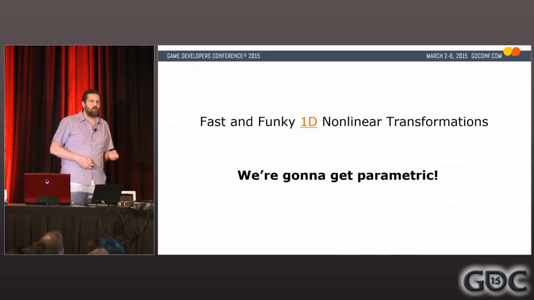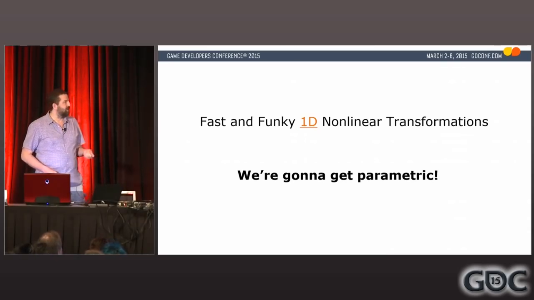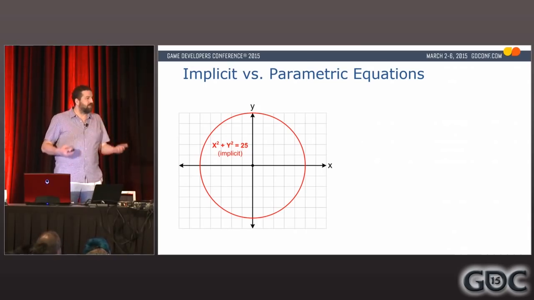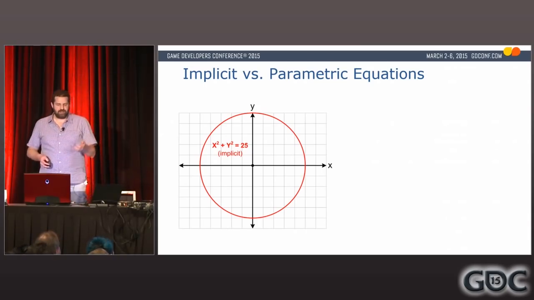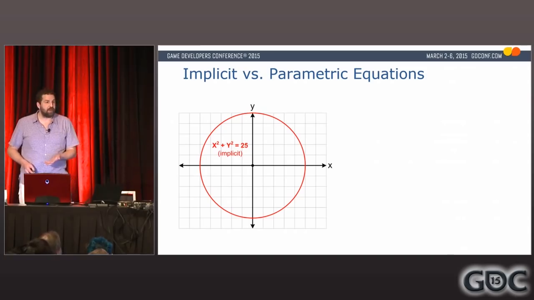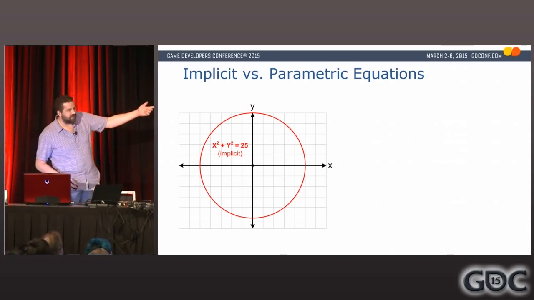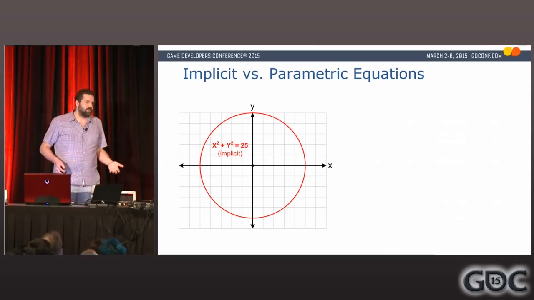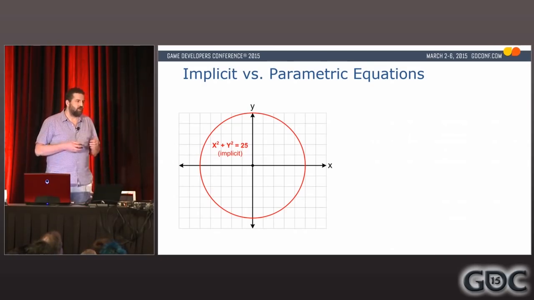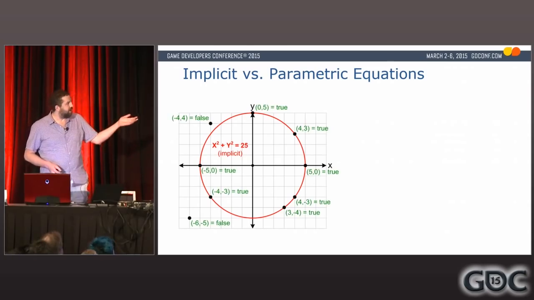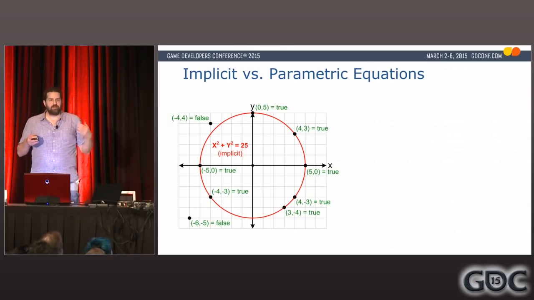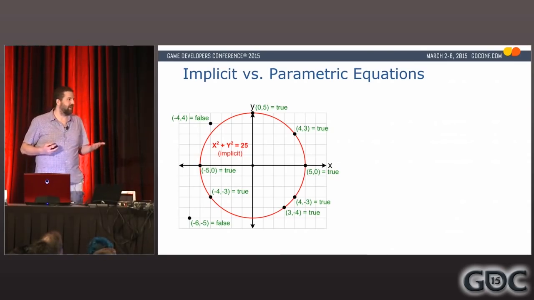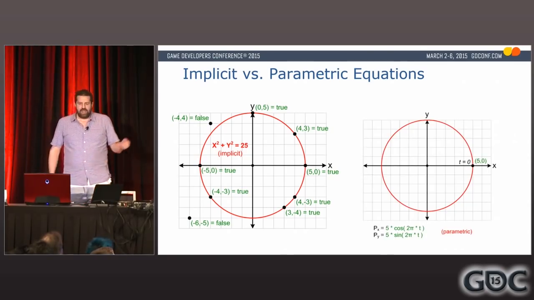So first let me talk about the 1D part, which is the parametric nature of this. So very quickly, there's a difference between types of equations. I'm going to call the main difference being implicit equations versus parametric equations. So this is the implicit equation for a circle, x squared plus y squared equals 25. It's a rule. You either pass the rule or you fail the rule, right? So points are either true or they're not true. If my x squared plus my y squared equals 25, I am on the circle. If not, I'm not. It's just a pass-fail test.